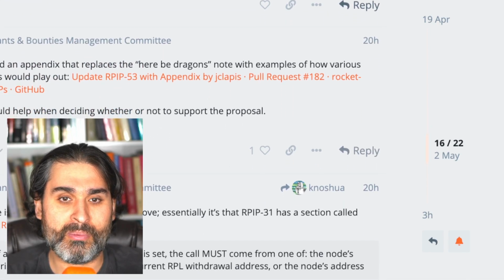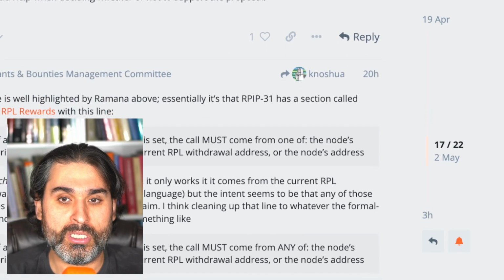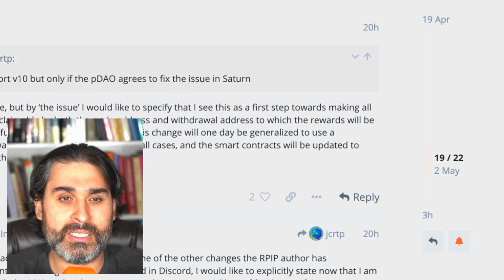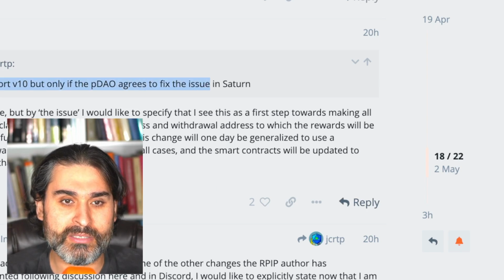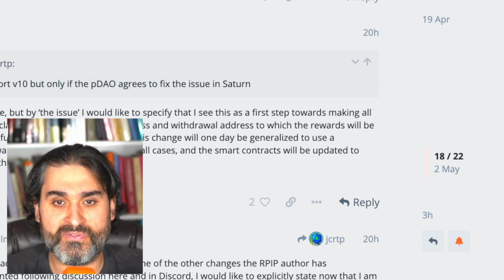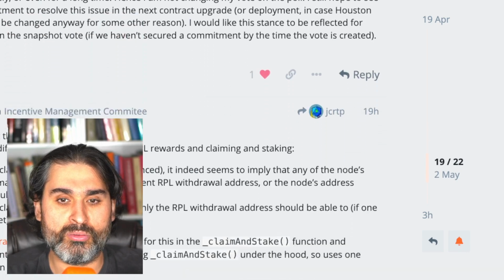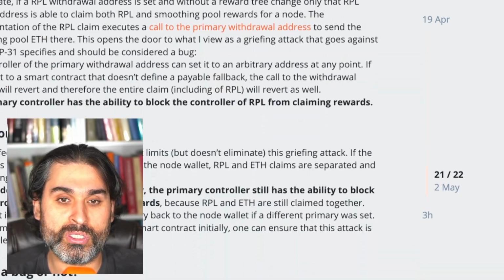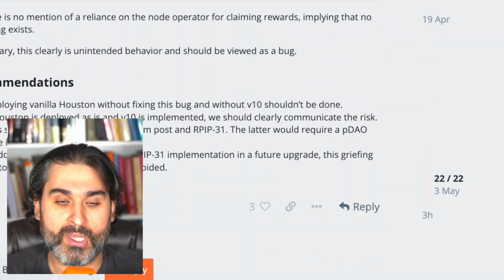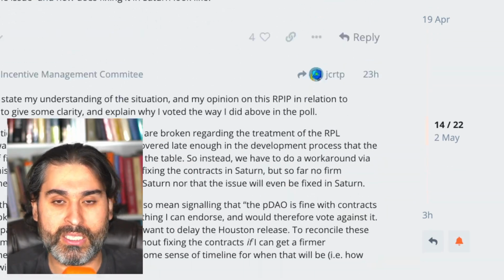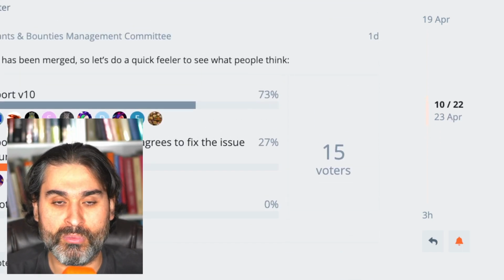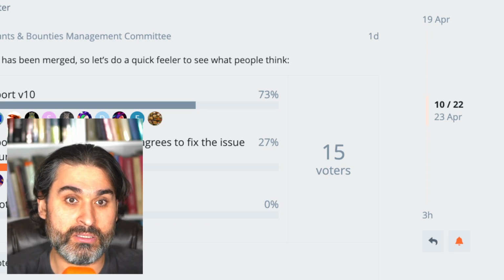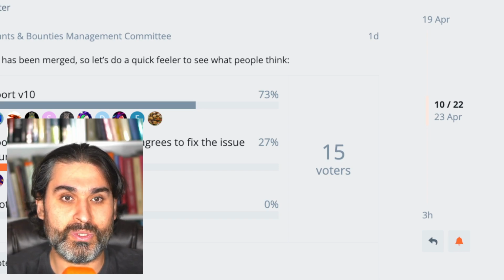It says this should help when deciding whether or not to support the proposal. So that discussion carried on going, and then this, I support version 10, but only if the PDAO agrees to fix the issue in Saturn. And then there was some more discussion as well. So this is quite a technical issue, so you should definitely go and give it a read. But I think it looks like people are mostly in support of it, but it's something that should get fixed. So that's why I voted to fix the issue in Saturn.